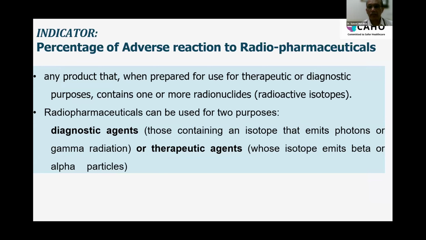And radiopharmaceutical can be used for 2 purposes, that is diagnostic and therapeutic. Diagnostic agents contain an isotope that emits photons or gamma radiation, which can be captured with the SPECT, or therapeutic agents whose isotope emits beta or alpha particles to ablate the tissues in the body.